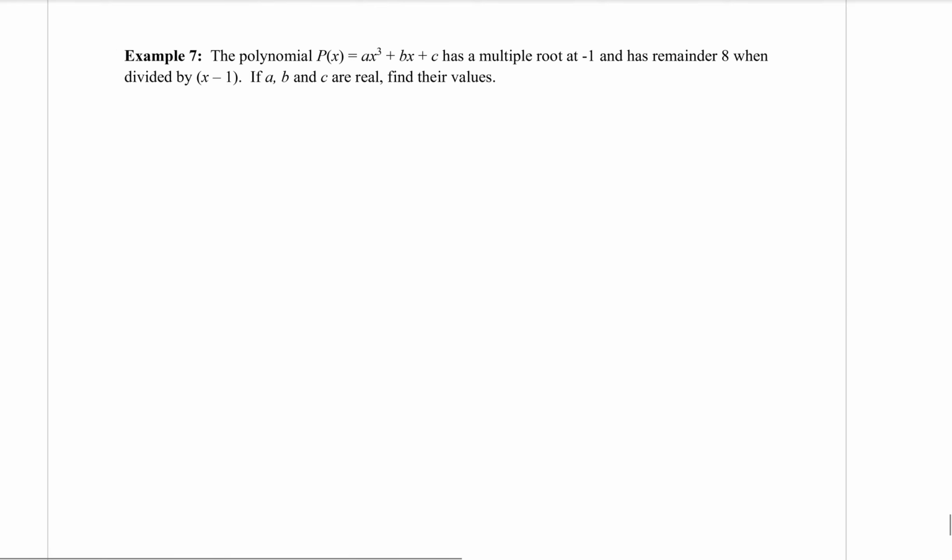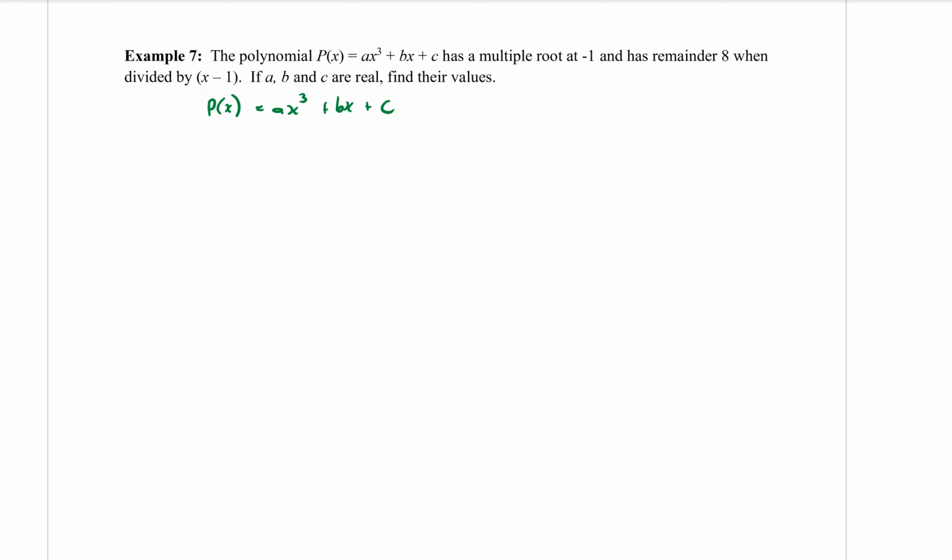Finally, we make it to our very last example. Example 7. The polynomial p of x equals ax cubed plus bx plus c has a multiple root at -1 and has a remainder of 8 when divided by x minus 1. If a, b, and c are real, find their values. So my polynomial is ax cubed plus bx plus c. I'm told that it has a multiple root at -1.